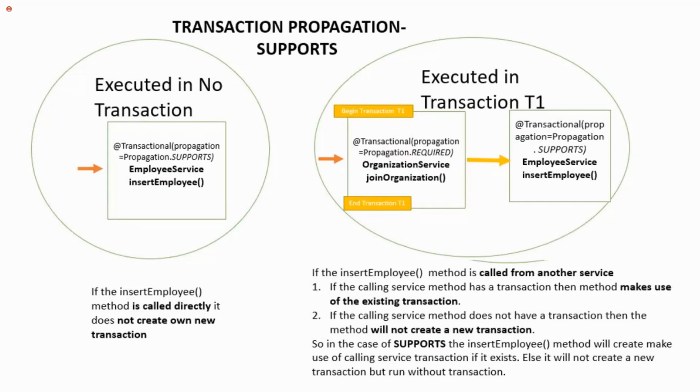Very small difference. Think of it like this: if my father is earning, I will also earn, and all the money will be kept in one account. That is one transaction object. If my father is not earning, definitely Nikit has to earn. So it will create a transaction object on its own, but it will not share the main object. So that is the supports level.